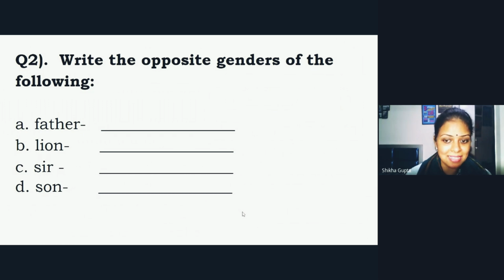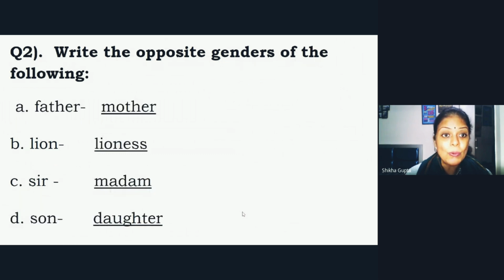So now let us see the answers. Father's opposite gender is mother. Lion is lioness. Sir is madam. Son is daughter. And children, you have to be very careful in writing down the answers.